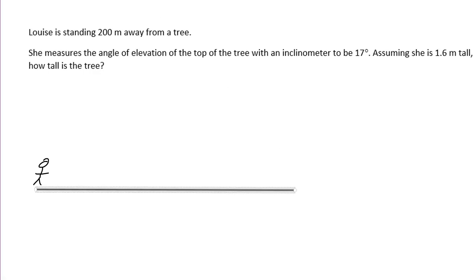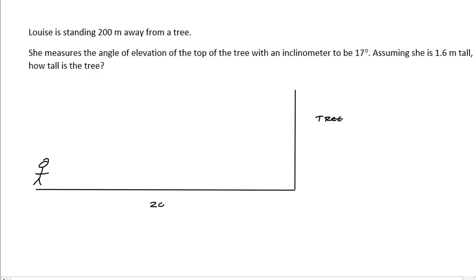And here's my tree. Beautiful tree. There we go. Okay, so there's the tree. I'll just label it tree. There's the ground. All right, and she's standing 200 meters away. All right, she measures the angle of elevation to the top of the tree with an inclinometer, which is just a way of measuring angles. And she determines it to be 17 degrees. Assuming she's 1.6 meters tall, how tall is the tree?